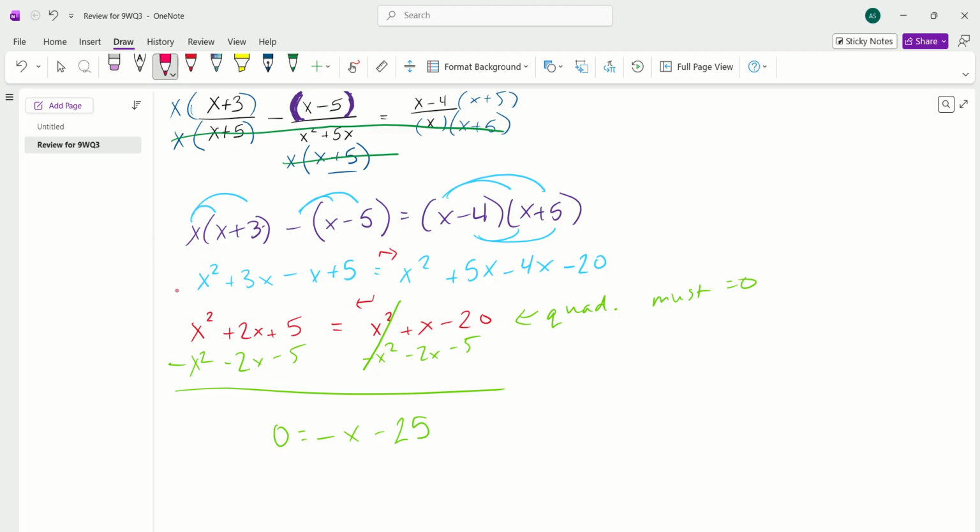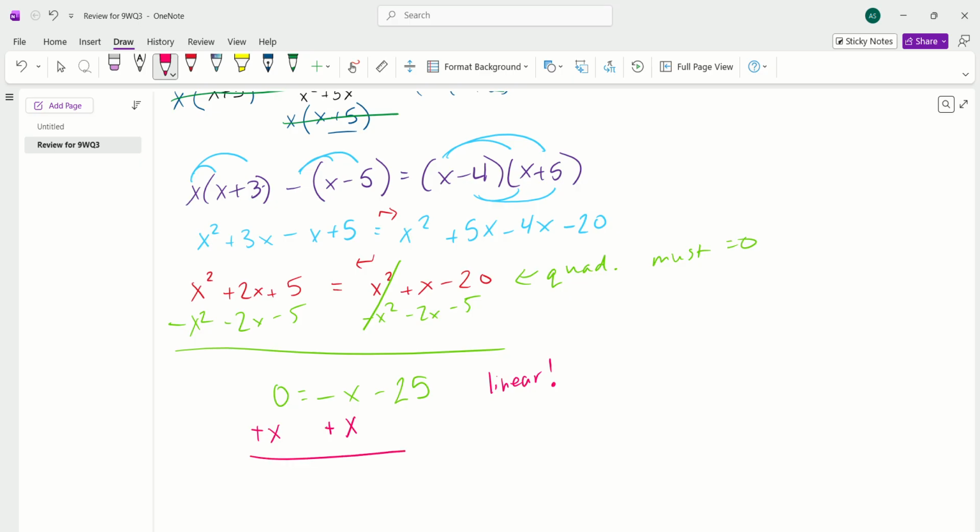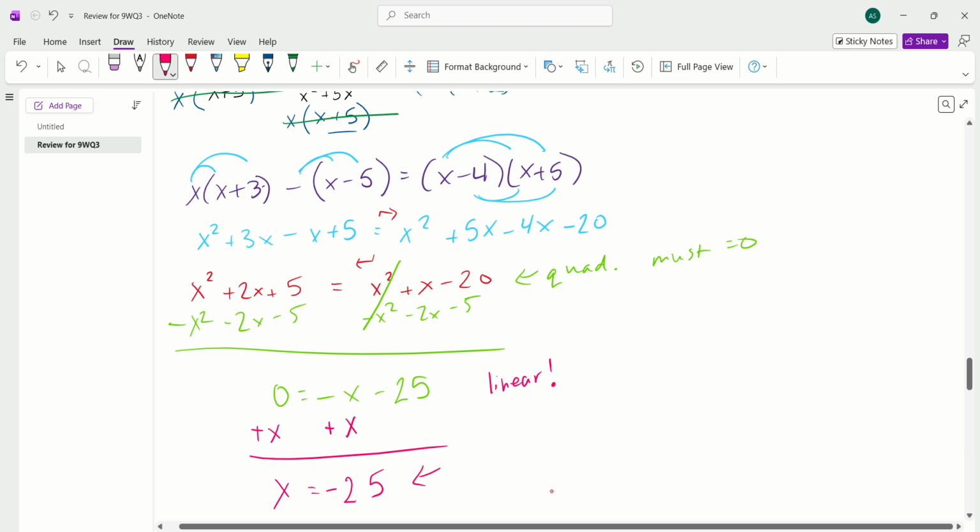Once again, my quadratic has turned into a linear equation, which to solve, you need to get x by itself. So actually, instead of getting rid of this, I am going to move the x, because when I move the x, it turns it from a negative into a positive x, and it actually saves me a step. But if you started with the 25, it'll also work. It's just going to take you one extra step to get there. So you're going to get that x equals negative 25. Remember to double check that that's allowed.